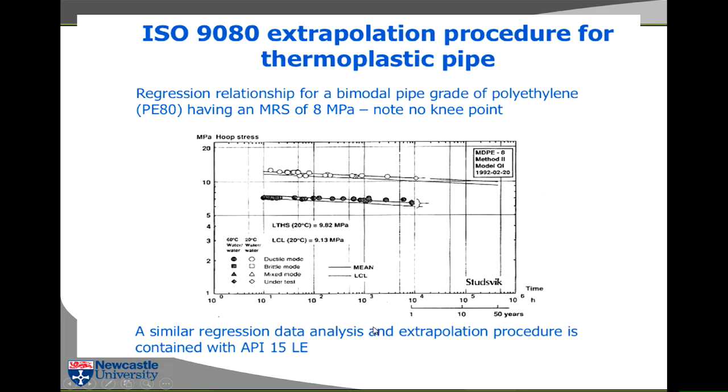So there's a good polyethylene. These are typical of the materials which are used today. You'll see two things. First of all, there's the 20 degrees C line. You see there's very little scatter on that line. Everything behaves in a very ductile fashion. So there's your mean line, and there's your LCL. You extrapolate that to the design life, and that will give you, you can see that that's going to give you about 8. So that's what you would call a PE80.